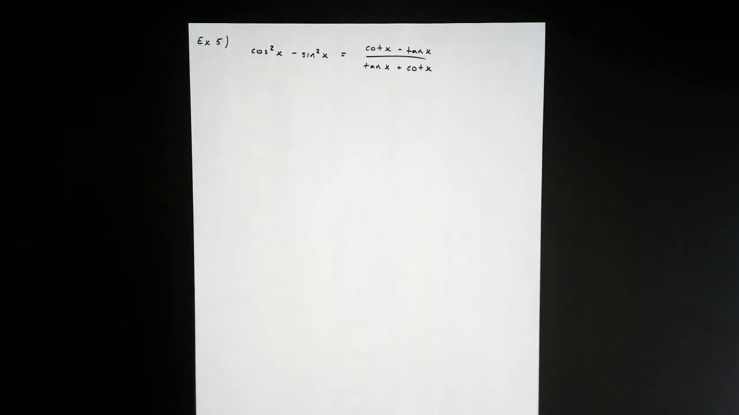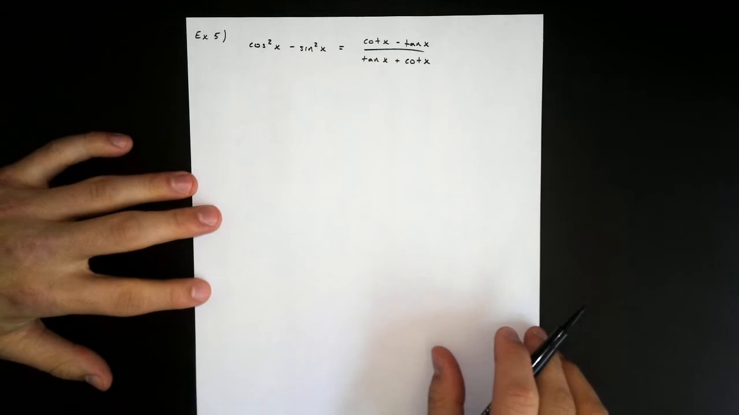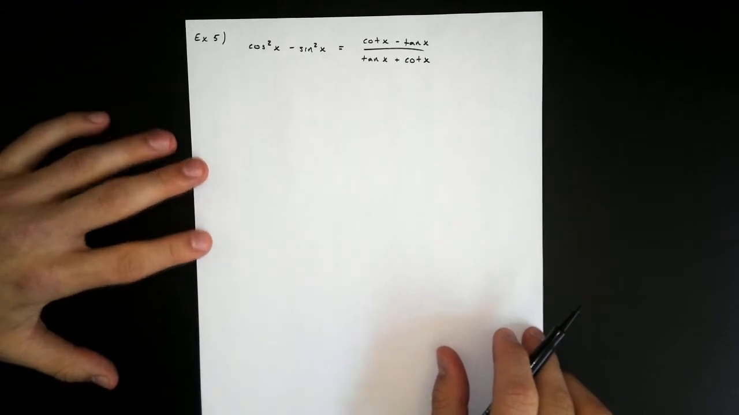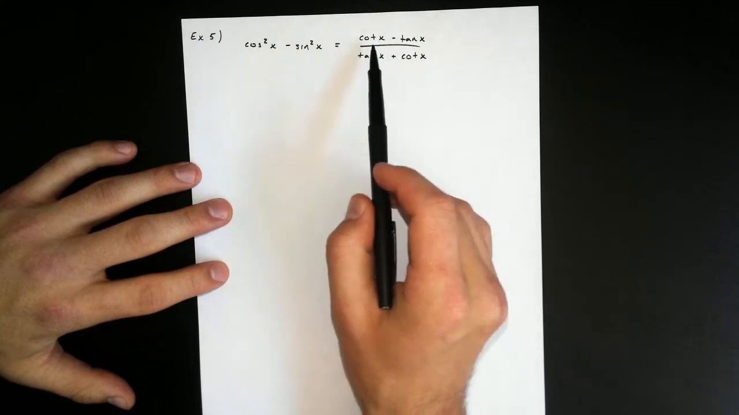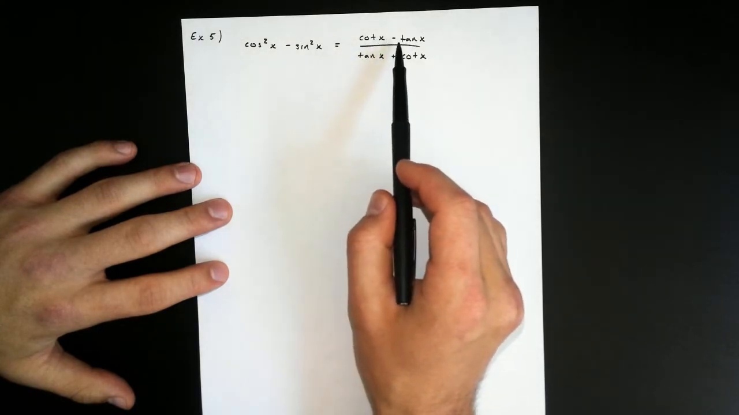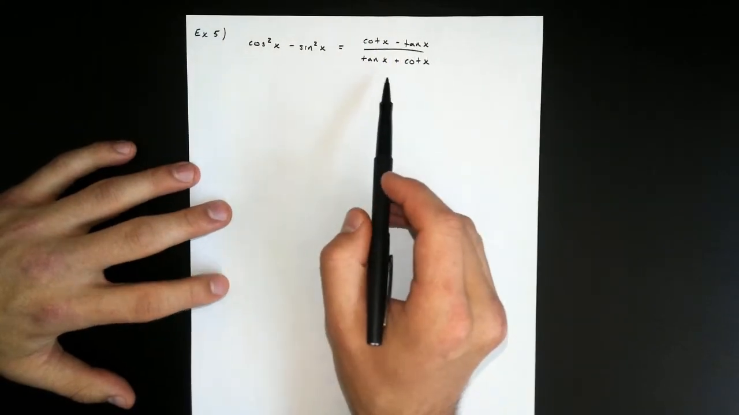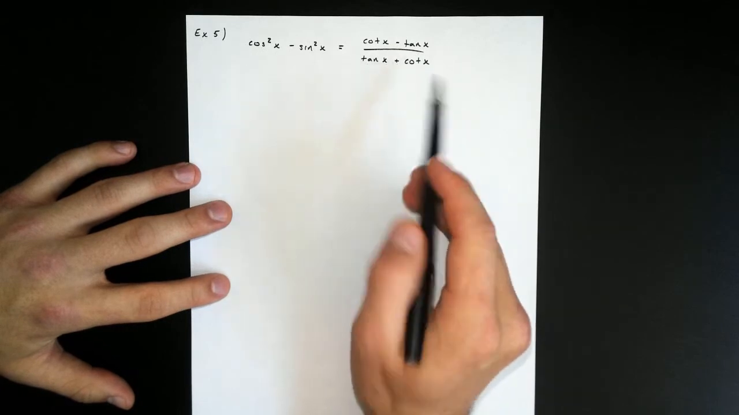Hello everyone. Let's take a look at two more examples for verifying trig identities. The first example: my left-hand side is cosine squared of x minus sine squared of x, and that is equal to this fraction, cotangent of x minus the tangent of x, divided by tangent of x plus cotangent of x.